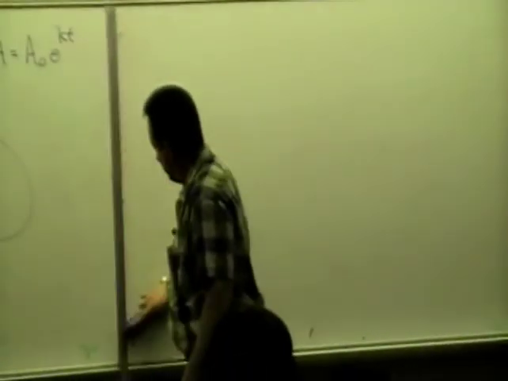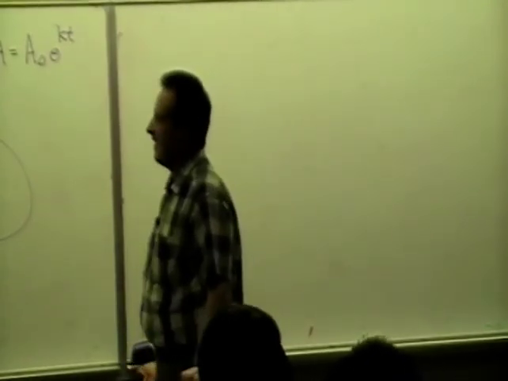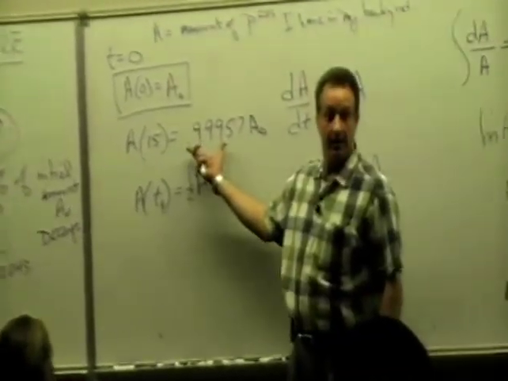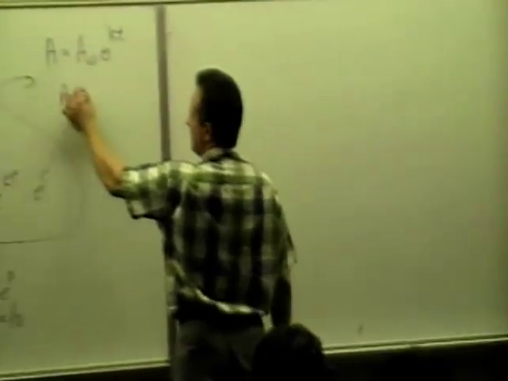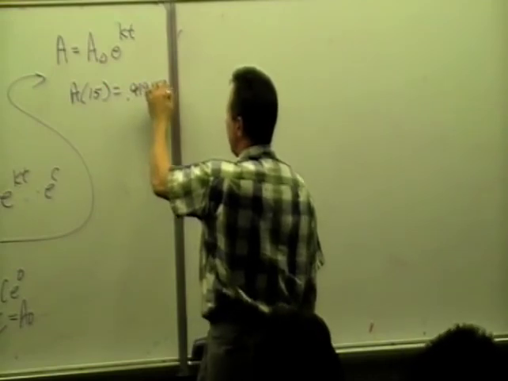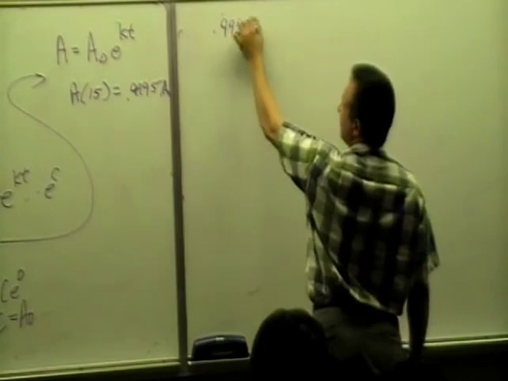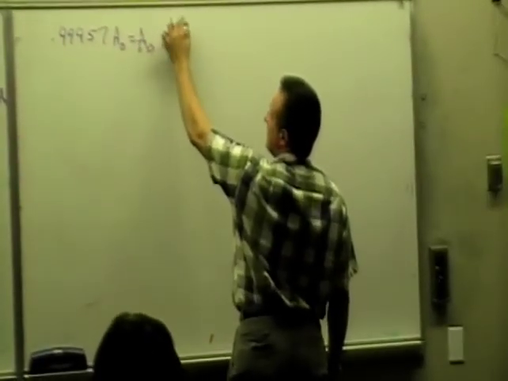What do you think that second condition is needed for? Define k. That really defines how fast. That's one test point of how fast this radioactive decay is occurring. At time equaling 15 years, so at 15, I have 0.99957 a sub naught. So I'm going to write down 0.99957 a sub naught equals a sub naught e to the k times 15.